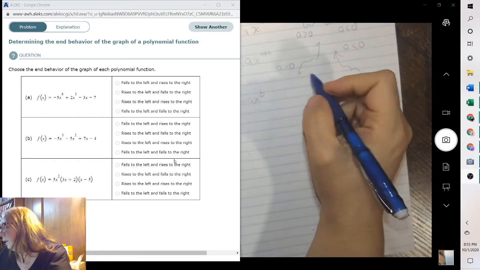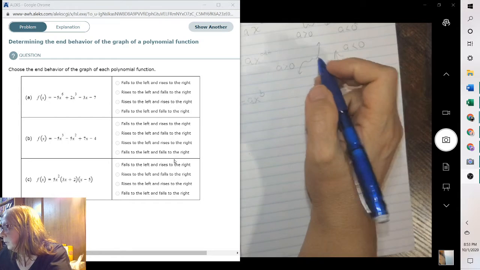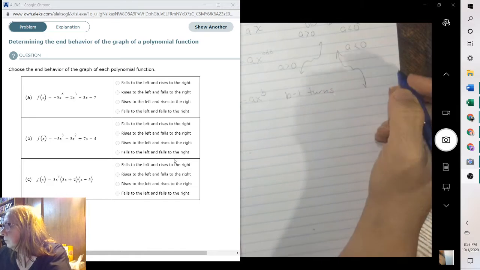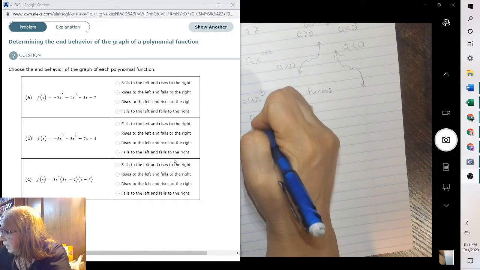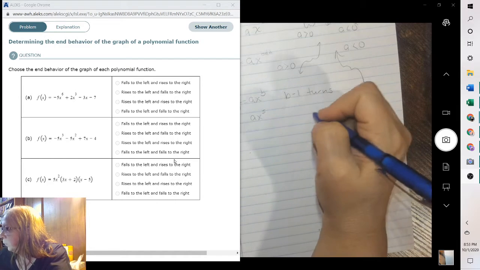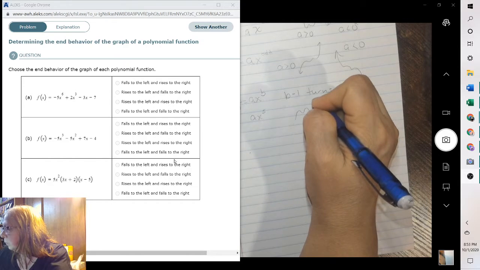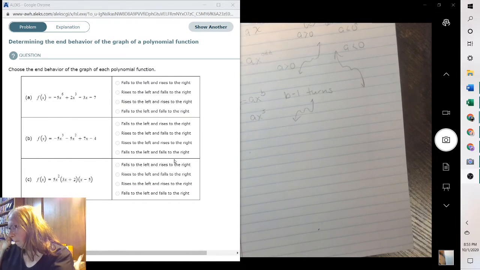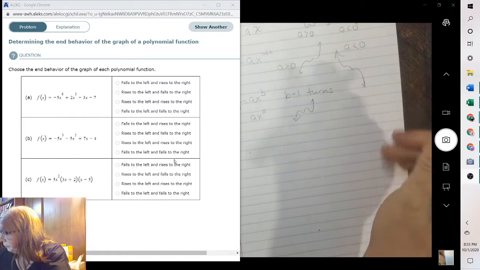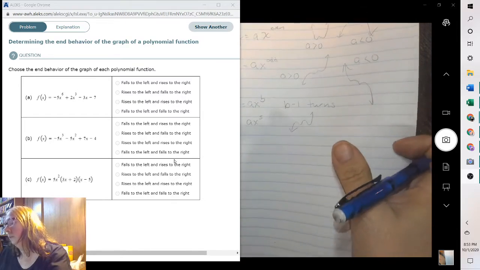When we have this value, the number of turns or bumps is b minus 1. So if it's ax to the 5, then at most it will have 4 turns in it. 1, 2, 3, 4. 4 max and mins. Let's look at some of the things.